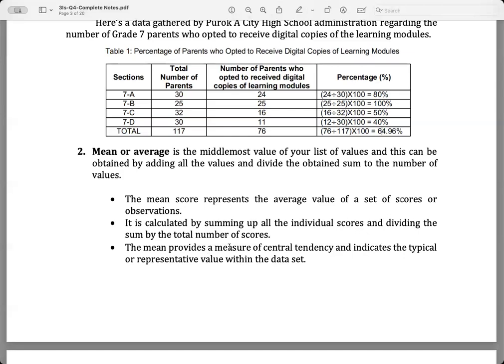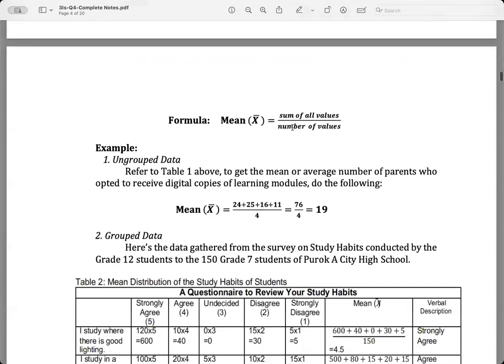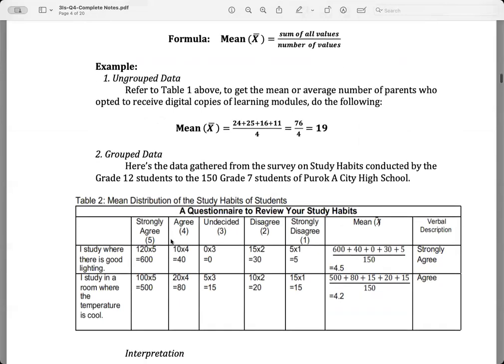Okay, so the mean provides a measure of central tendency and indicates a typical or representative value within your data set. So here is our formula: sum of all values divided by number of values. That's for your mean. We have ungrouped data here and grouped data.